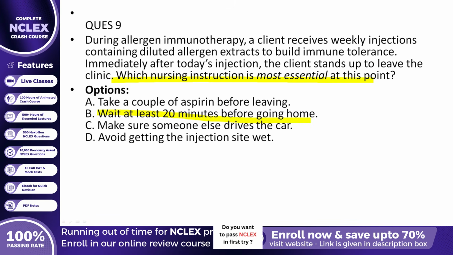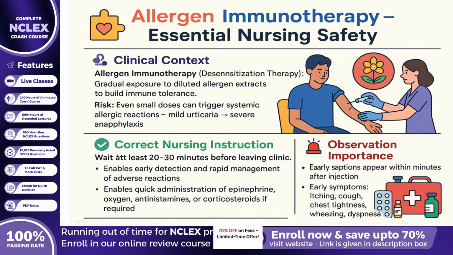Allergen immunotherapy, also called desensitization or hyposensitization therapy, works by exposing the immune system to gradually increasing doses of allergen extracts to build tolerance and reduce hypersensitivity reactions. However, even the smallest dose can trigger a systemic allergic reaction, ranging from mild urticaria to life-threatening anaphylaxis. For this reason, it is absolutely essential that clients remain in the clinic under observation for a minimum of 20 to 30 minutes after every injection.